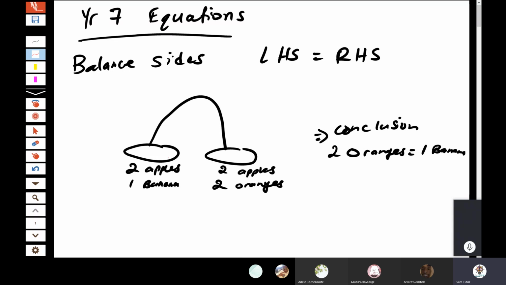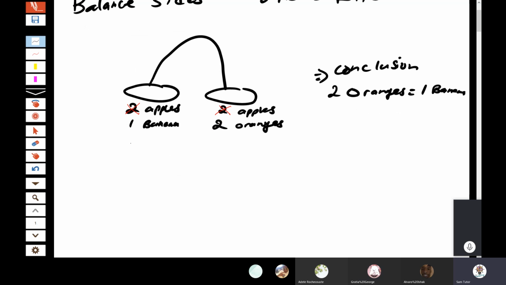Why are you able to conclude that? Because you've got 2 apples on this side and 2 apples on this side, which you can just cross out, or you can take away. And therefore you're left with 1 banana must be the same as 2 oranges if they are to be balanced. Okay, any questions? No, that made sense. All right, then we actually get to this concept applied in equation form.